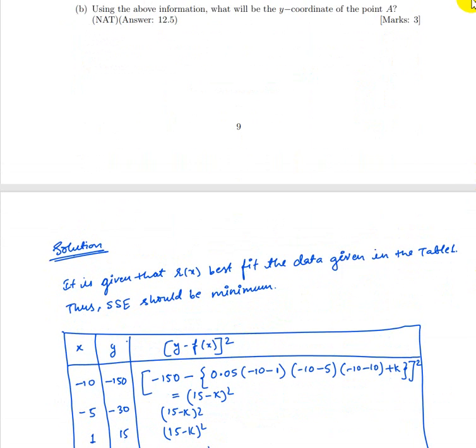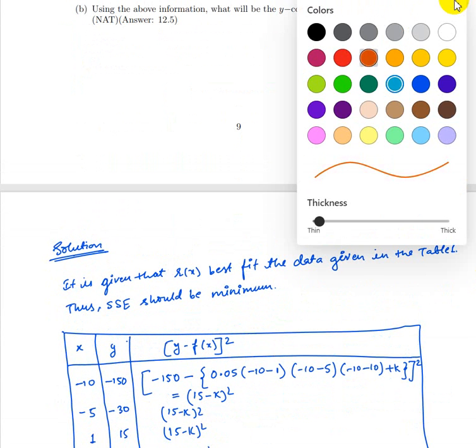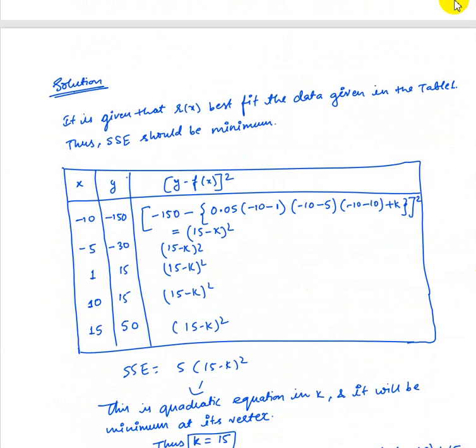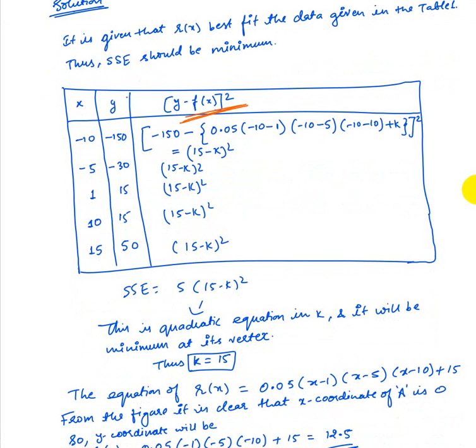Okay, so this formula for finding SSE should be known. Okay, so this is nothing but fit value minus obtained value, and we'll just square it, and we'll find the value of this in terms of k.